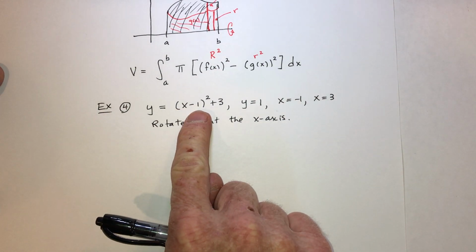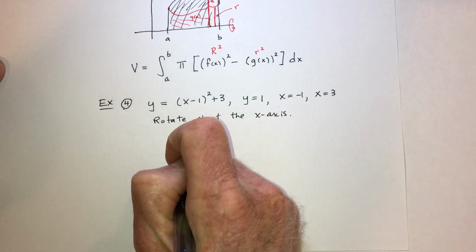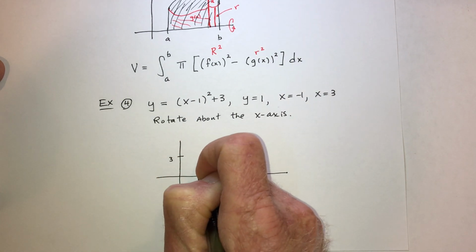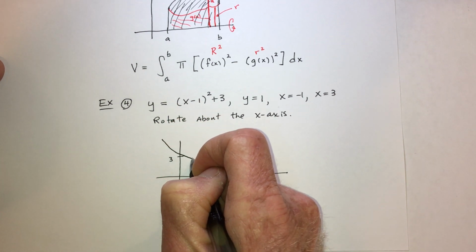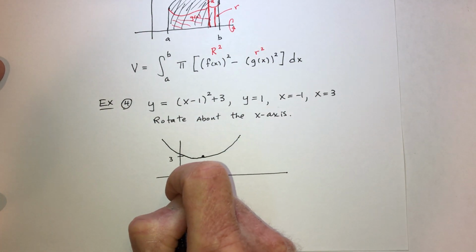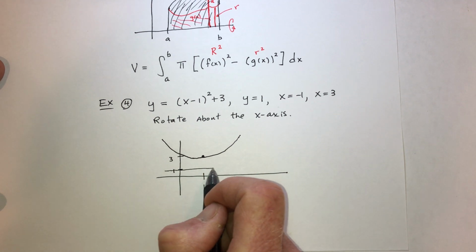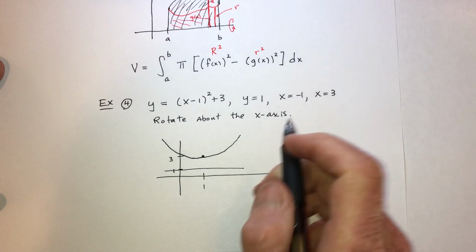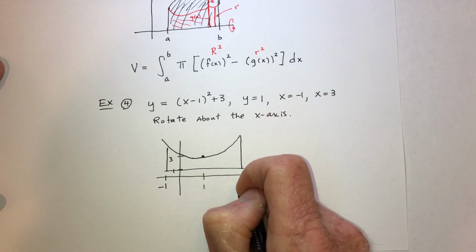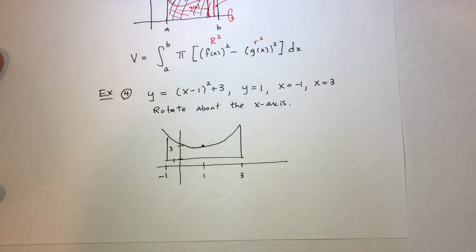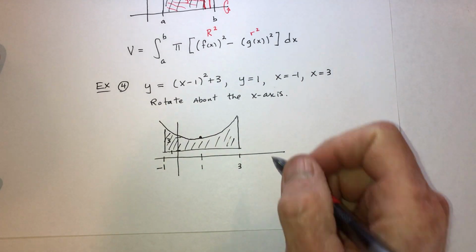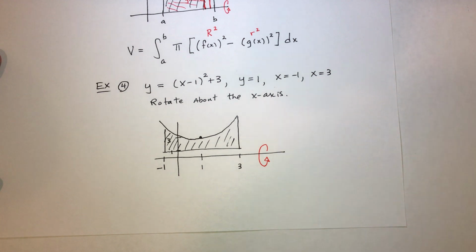So this one right here is a parabola. Its vertex is at 1, 3, not drawn to scale. And then it's a parabola that goes like this. And then this is y equals 1. So y equals 1 is a line that goes across like this. And then go from x is negative 1 until x is 3. So this shaded region, that is what's going to be rotated. And it's going to be rotated about the x-axis.